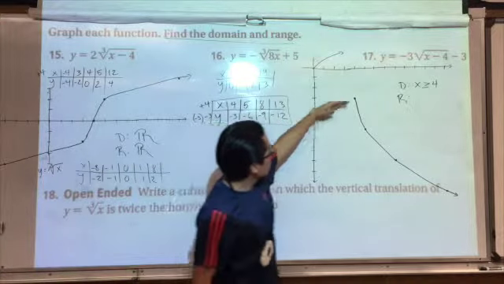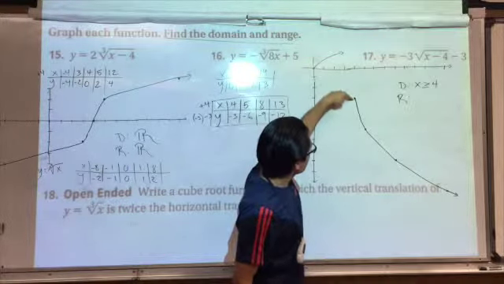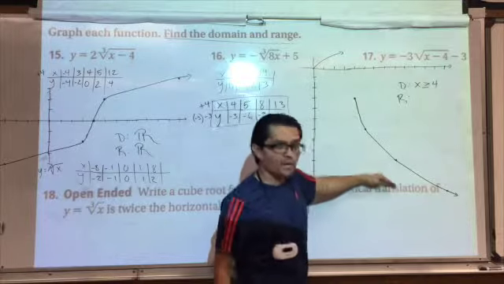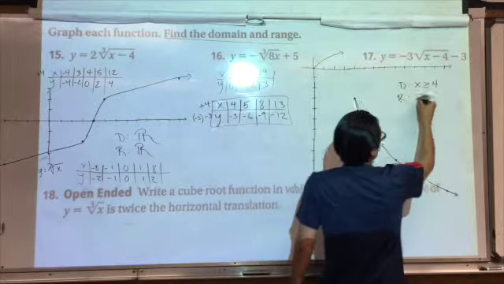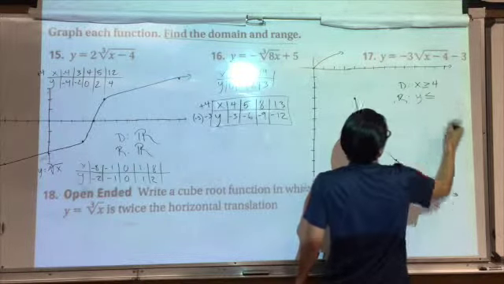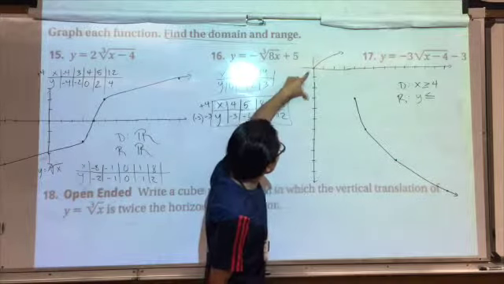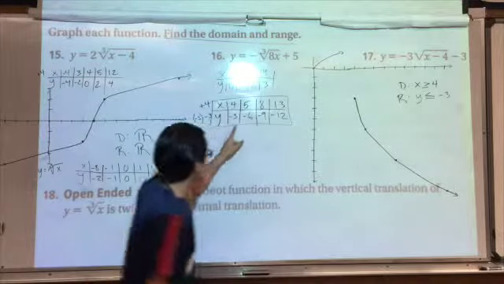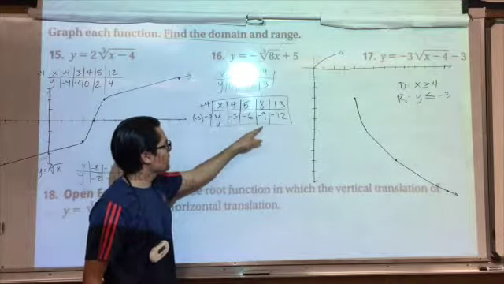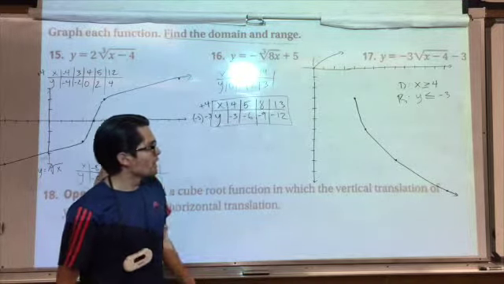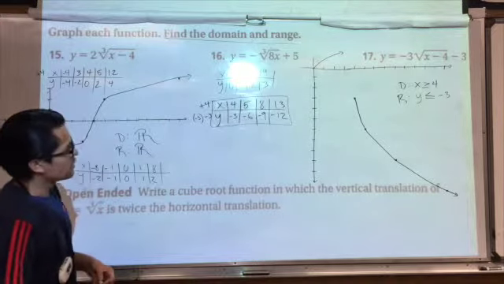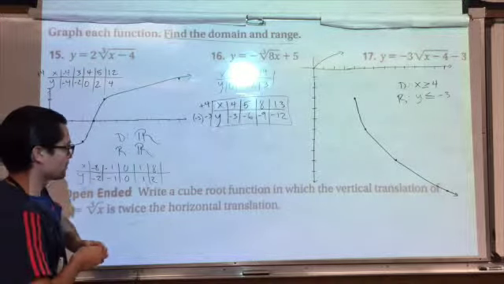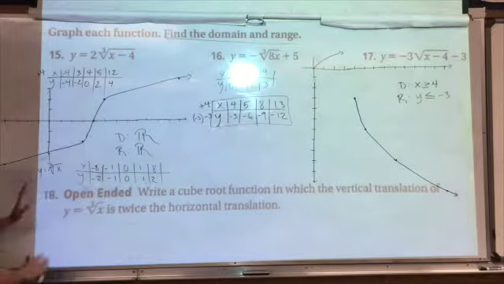Range, same thing. Look at the graph. It starts existing here, and then it goes downwards. So in this case, y is less than or equal to negative 3. And if you look at the table, that makes sense. Y is always less than negative 3. It's never going to be bigger than negative 3. There's your domain. There's your range. There's your graph. All right, final one, number 18.